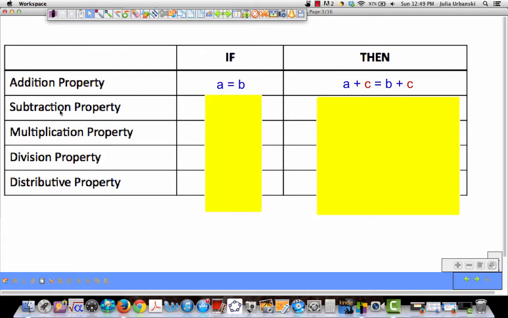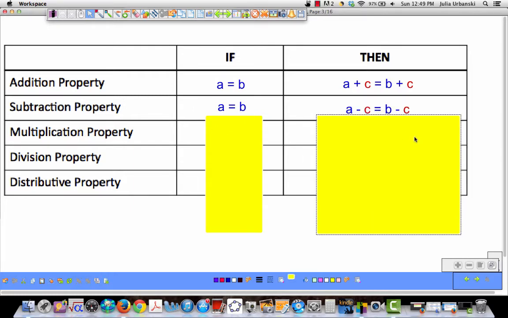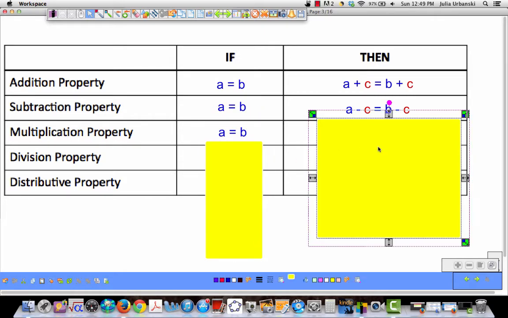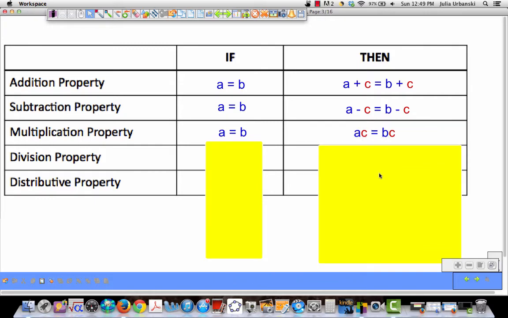So what do you think would happen for the subtraction property? If you're starting off with two things that are equal, A equals B, then you are allowed to subtract the same thing from both sides. So you could say A minus C equals B minus C. Take the same thing away from both sides. Multiplication property says if A equals B, then you are allowed to multiply both sides by the same thing. A times C equals B times C.